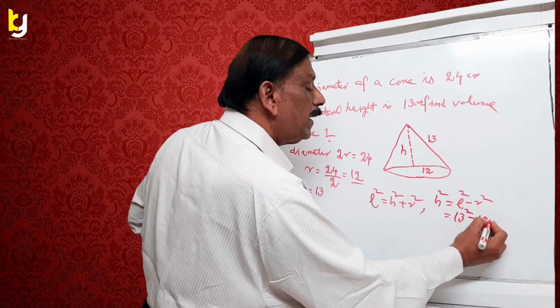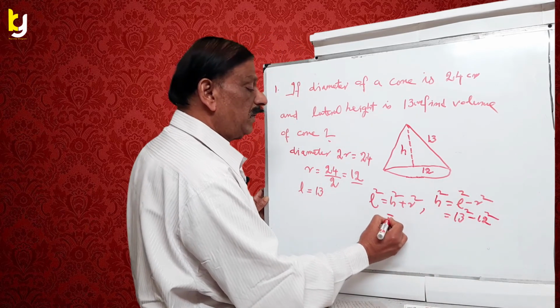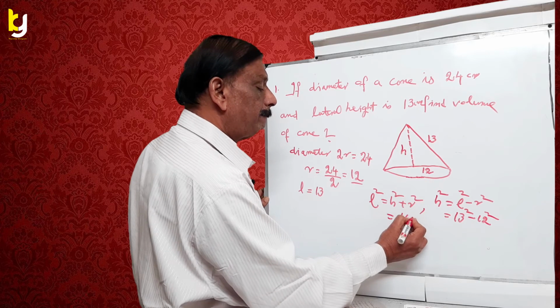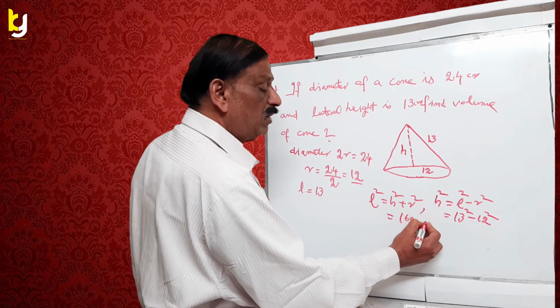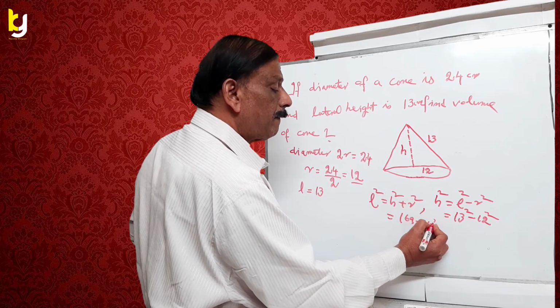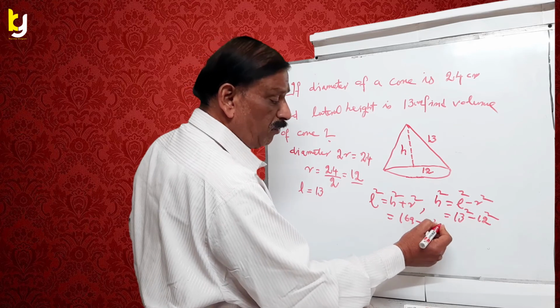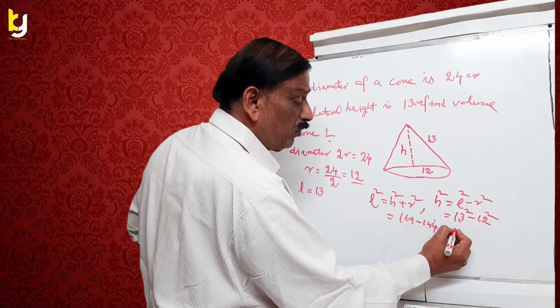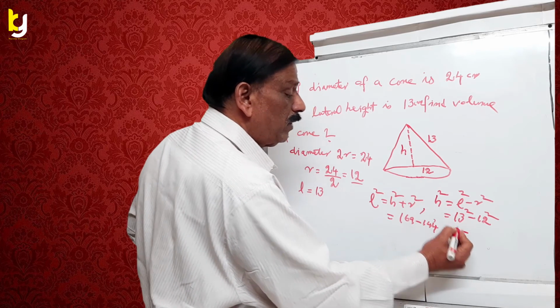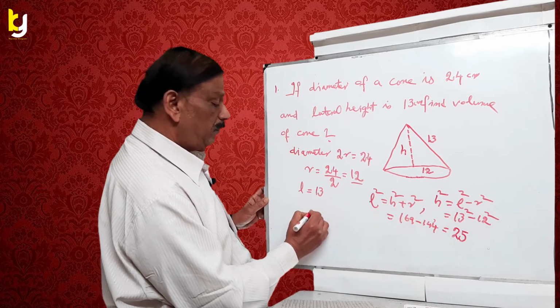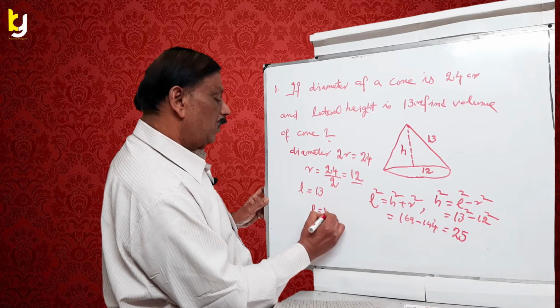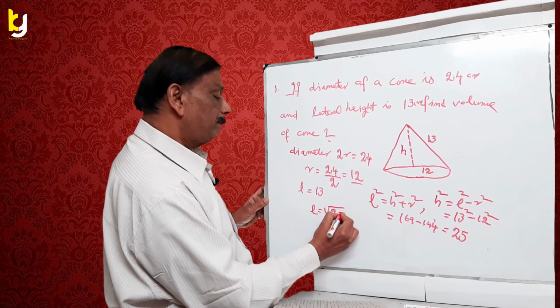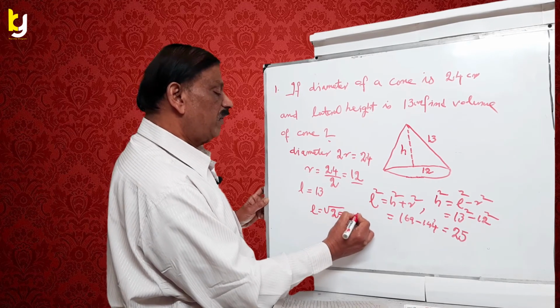13 square minus 12 square. 13 square equal 169 minus 144, that is equal to 25. h square equal 25, that is h equal root 25, that is equal to 5.